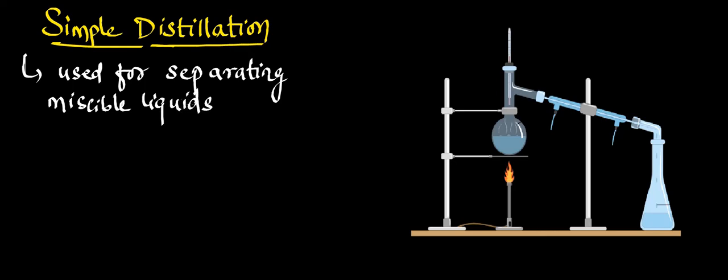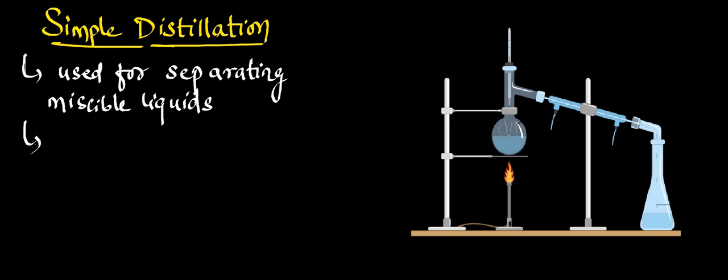Like for suppose if I take chloroform and aniline and ether and toluene, like acetone and water, like alcohol and water. So all these liquids, they mix uniformly with each other. To separate these liquids from one another, the technique that we use is simple distillation process.